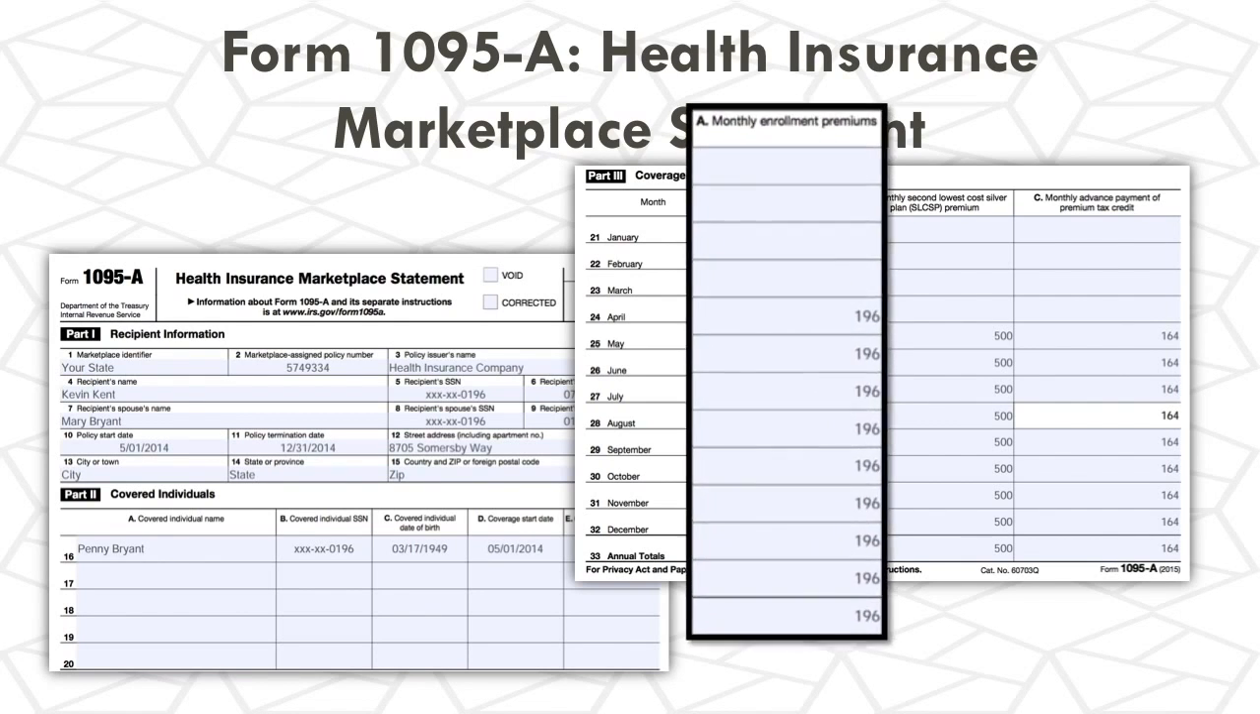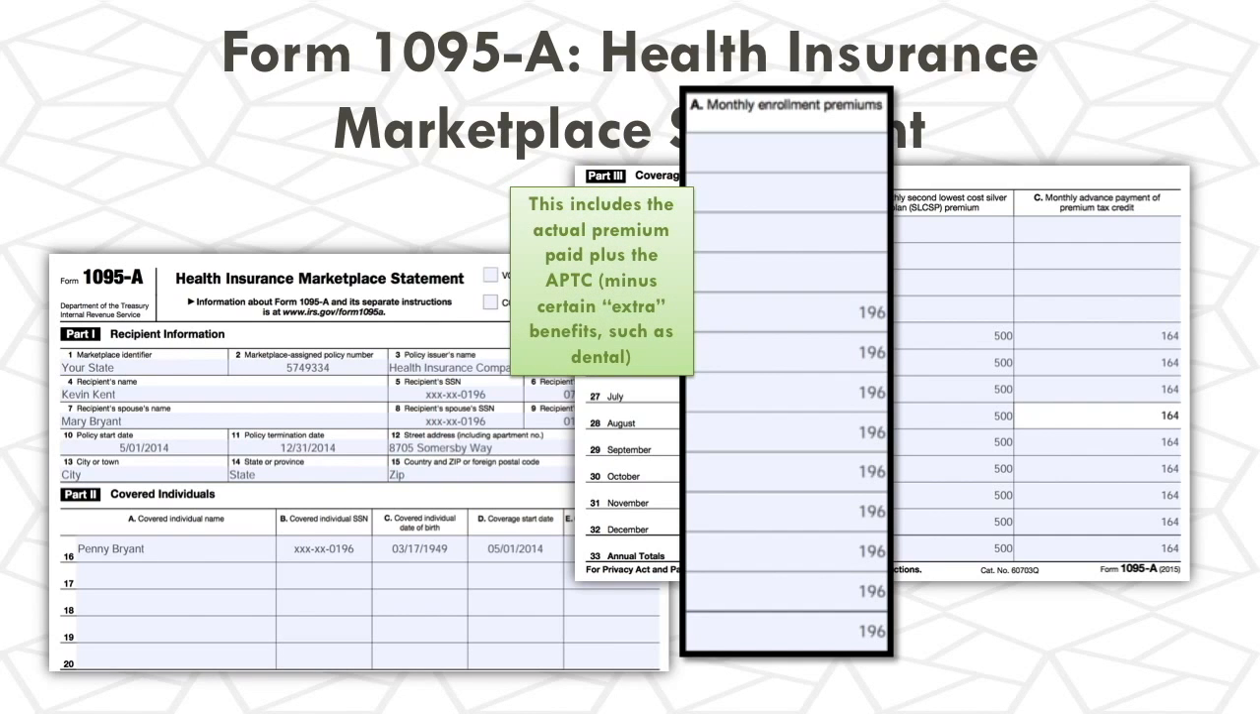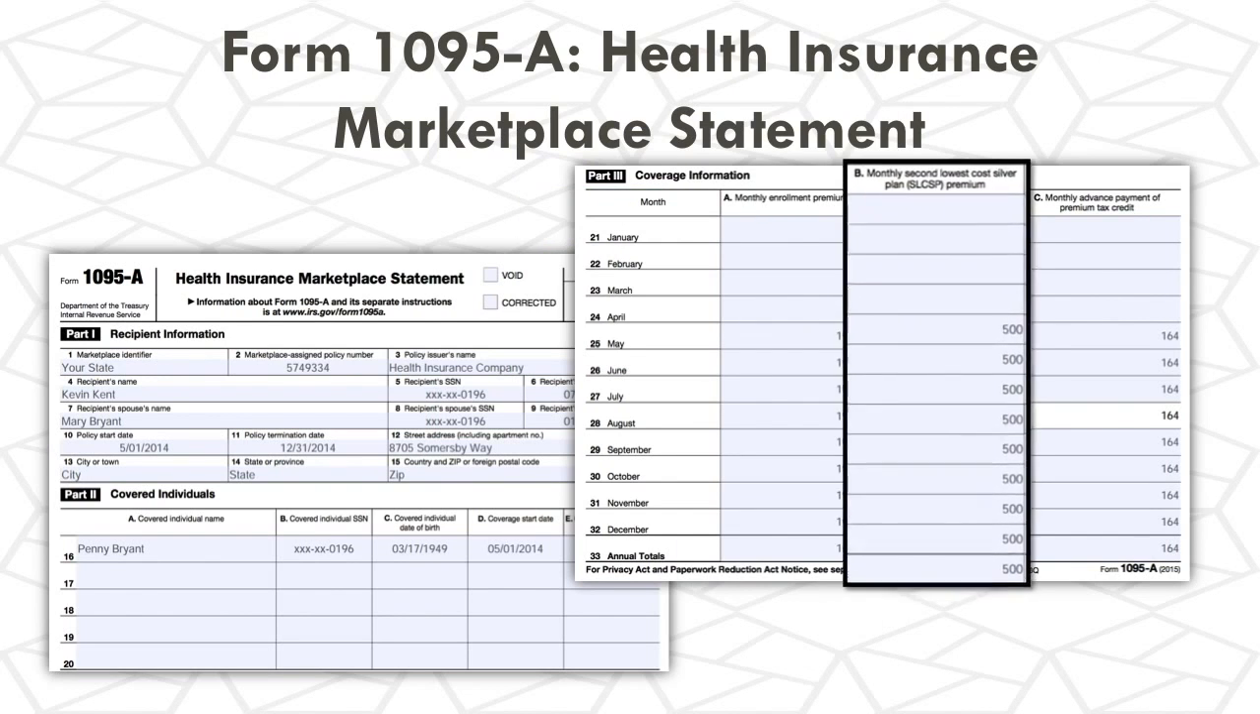So we have here Part 3, Column A, monthly enrollment premiums. This is going to include the actual premium paid plus advance payments of the premium tax credit. This will not have certain extra benefits such as dental, but it's not really important for our purposes. This is going to show the full amount of the premium.